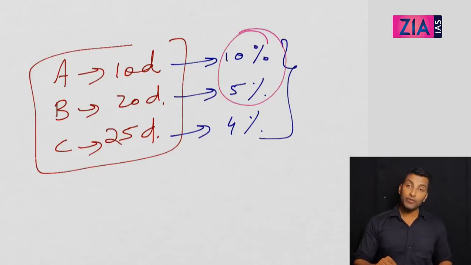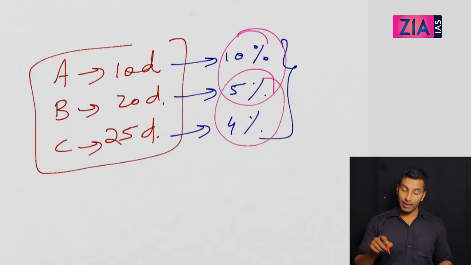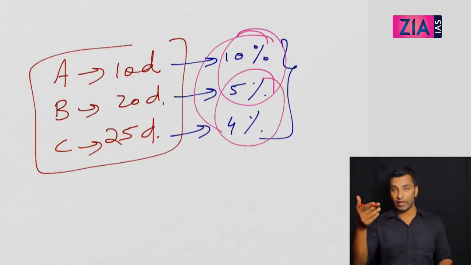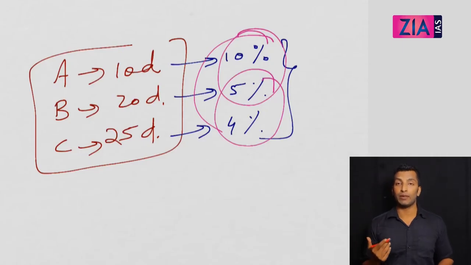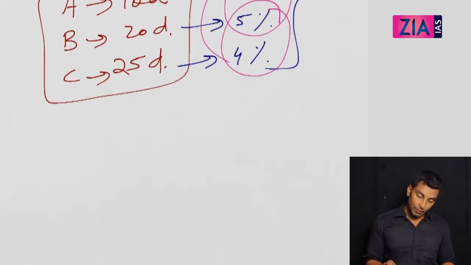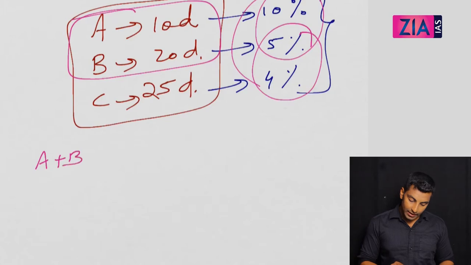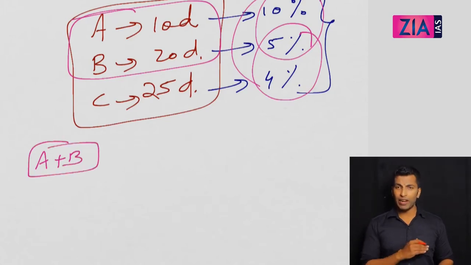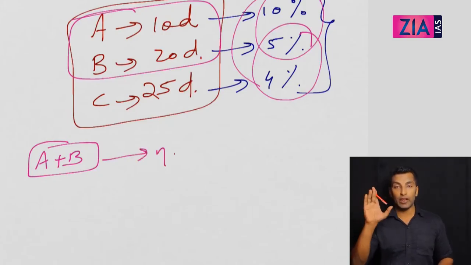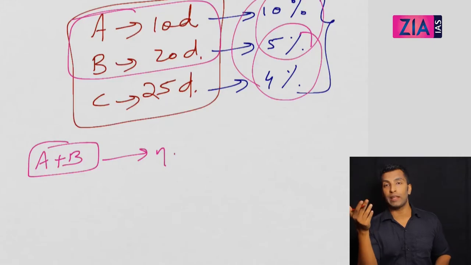If two are working, 15. If these two are working, 9. If these two are working, 14. So different combinations, and based on these combinations you can get questions. Okay, so let's suppose there are only two persons, A and B. Now the question can be: A and B started the work, and they will work for a few days, let's suppose n days, and after n days B left. Then how many days did A take to complete the work?